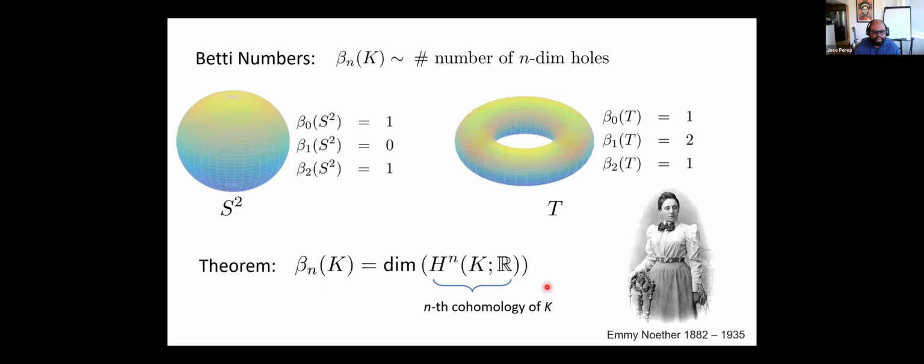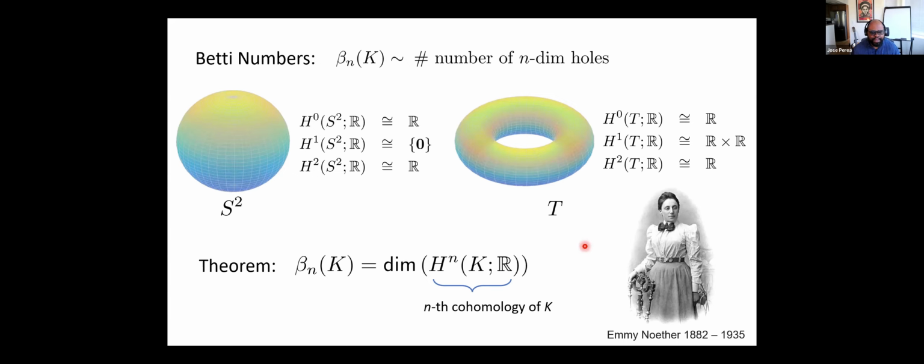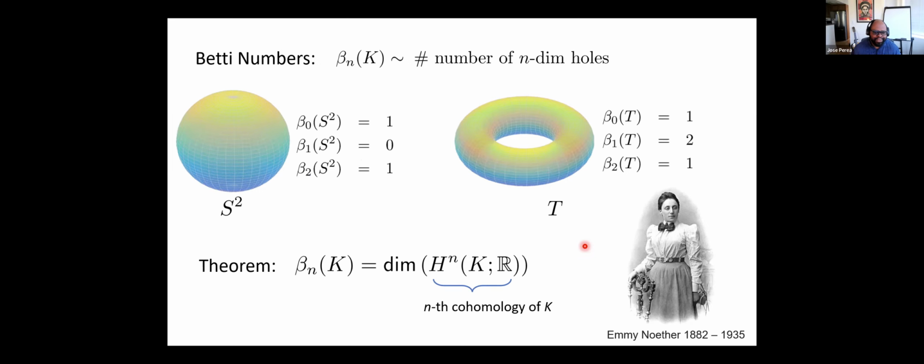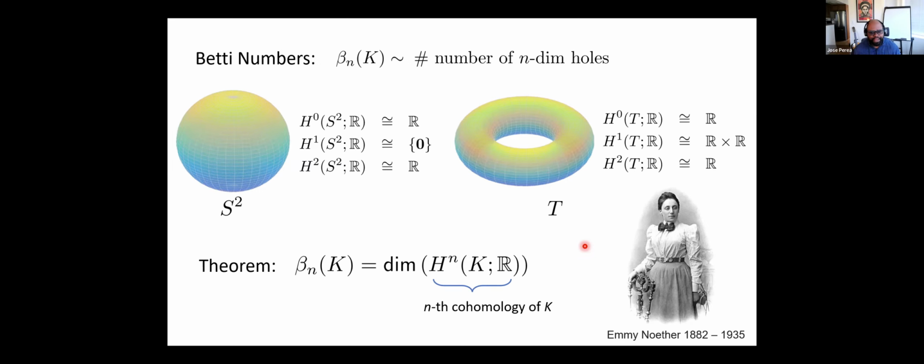So again, the nth cohomology is going to give you a feature for shape in your space. So with that information in hand, we can go back to the torus and the sphere and replace the Betti numbers for the actual vector spaces that should have been there to begin with. Okay, so you have the dimensions, and now you actually have the vector spaces, which is the same thing.